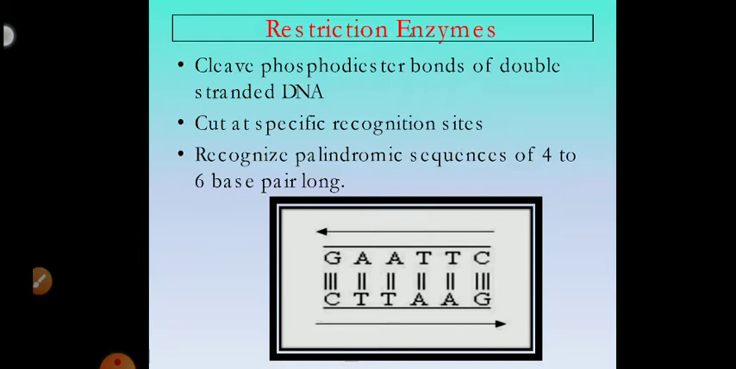As you can see from the one shown here, if you look at the upper strand, it is GAATTC. If you look at the lower one and read it in the backward direction, it will also read as GAATTC. So if you read it from one direction to the other, say 5 prime to 3 prime, it will read the same, and hence it is called a palindromic sequence. The recognition sequence has 4 to 6 base pairs.